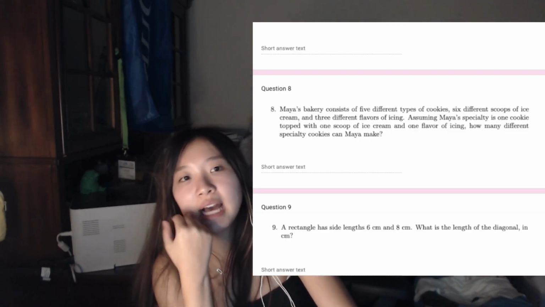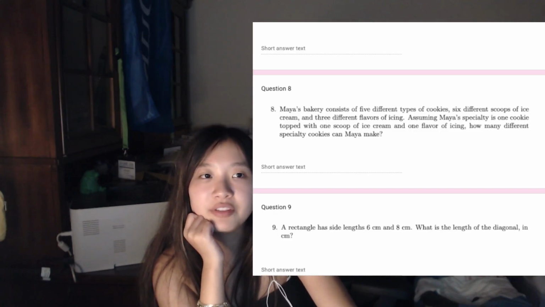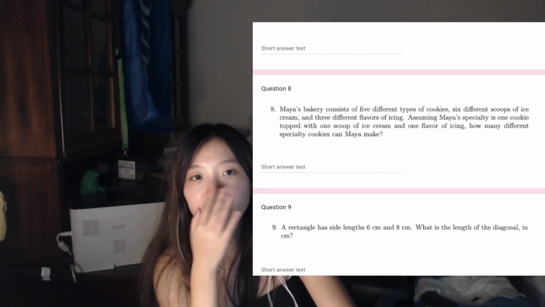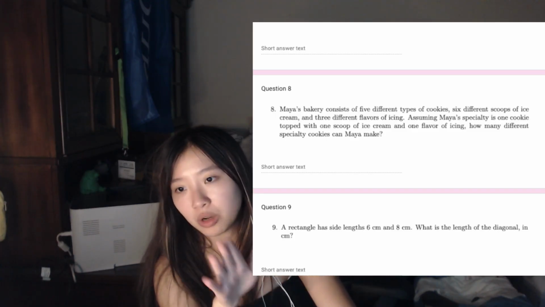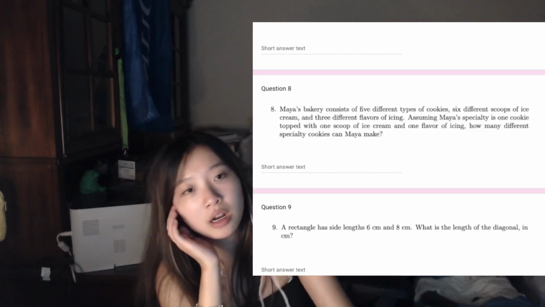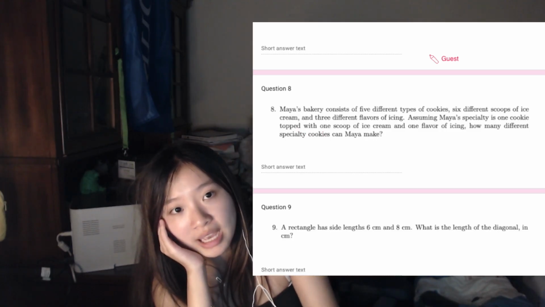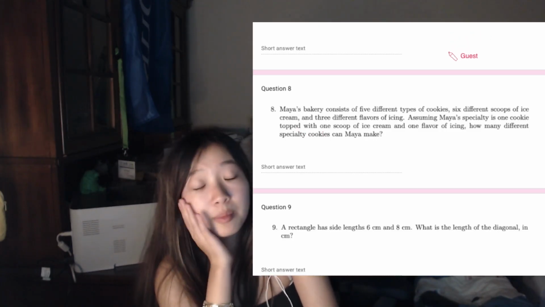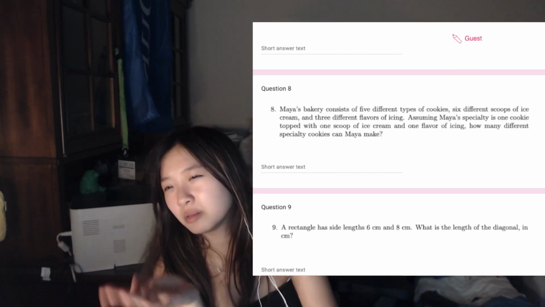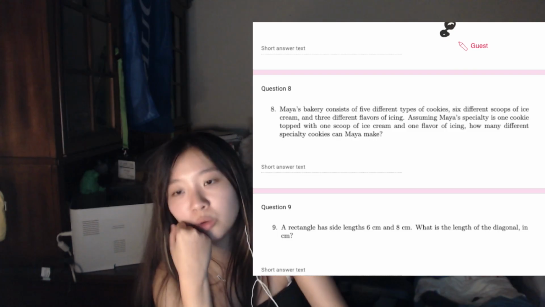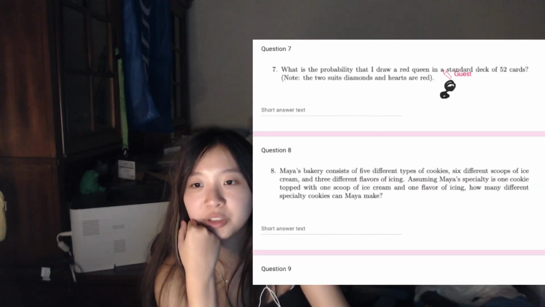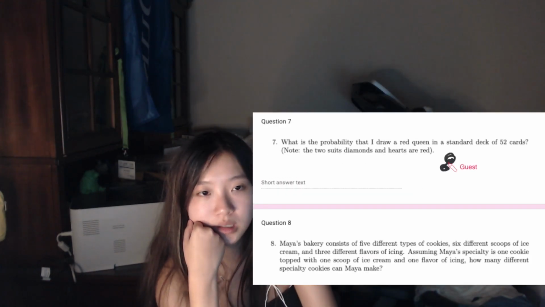What is the probability that I draw a red queen in a standard deck of 52 cards? Some information here is that the 2 suits, diamonds and hearts, are red. So very important information here. We have in a standard deck, my ounce of common knowledge for you guys here is we have the clubs. Oh, and the question is actually not showing up, so that's embarrassing. Clubs is black.